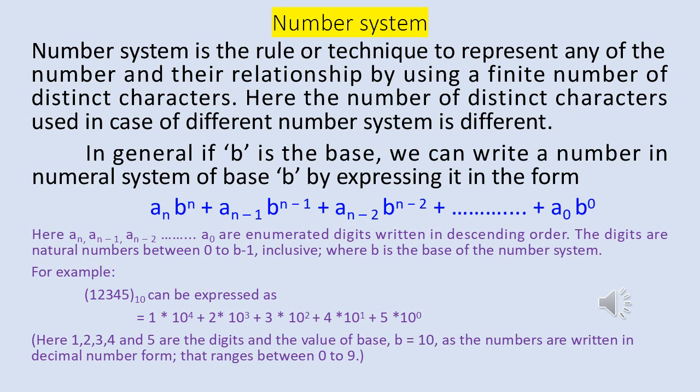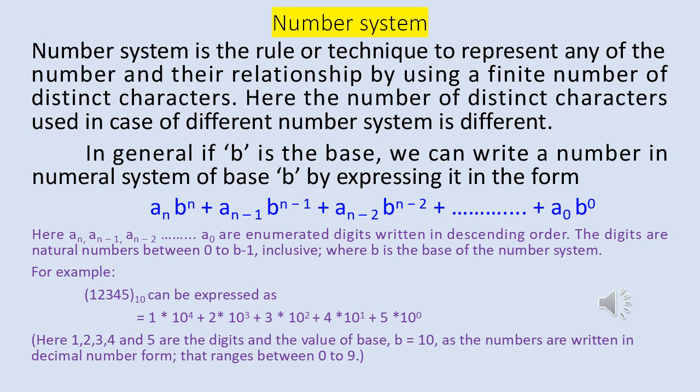In general, if b is the base, we can write a number in numeral form of base b by expressing it as a_n b to the power n plus a_(n-1) b to the power n-1 plus a_(n-2) b to the power n-2 plus dot dot dot, and the last term will be a_0 b to the power 0. Here a_(n-1), a_(n-2) and so on up to a_0 are enumerated digits written in descending order. The digits are natural numbers between 0 and b-1 inclusive, where b is the base of the number system. To describe this, we have taken one example.